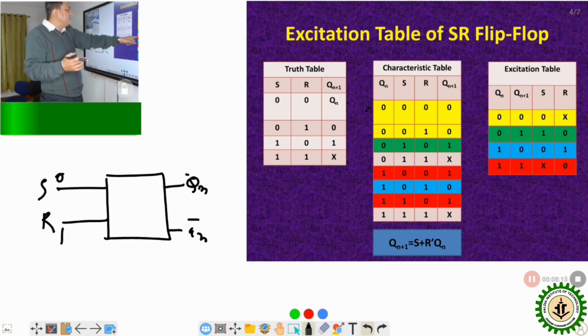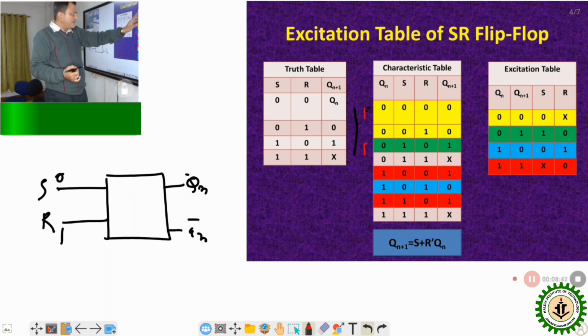Now the question is, in this case, when SR is 0 0, once we have considered Qn 0, now it could be 1 also. We don't know what our present state is. So if it is 1, what will be the next state? 1. So for the first 4 columns, we have considered Qn as 0, and for the last 4 columns, we have considered Qn, that is the present state, as 1. And we have made the next state, that is Qn plus 1. Now from this characteristics table, we can determine our excitation table for this particular flip flop, that is the SR flip flop.